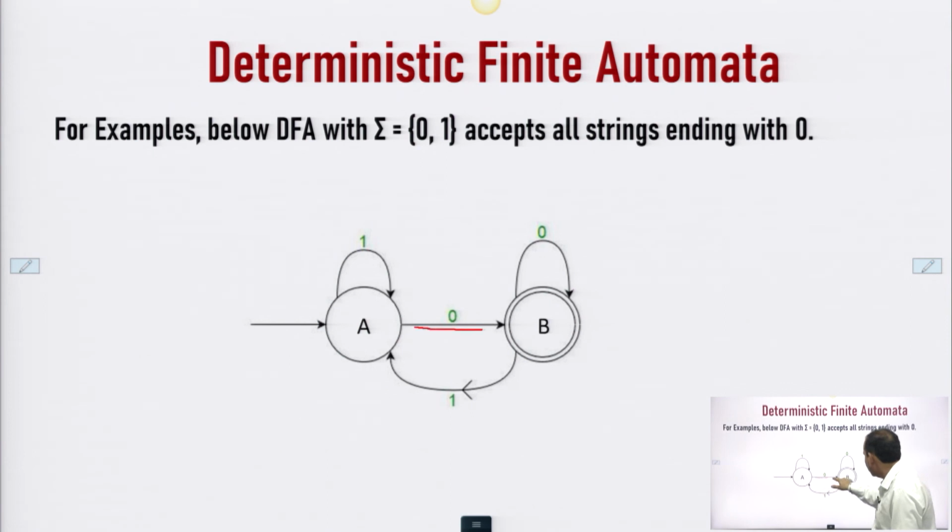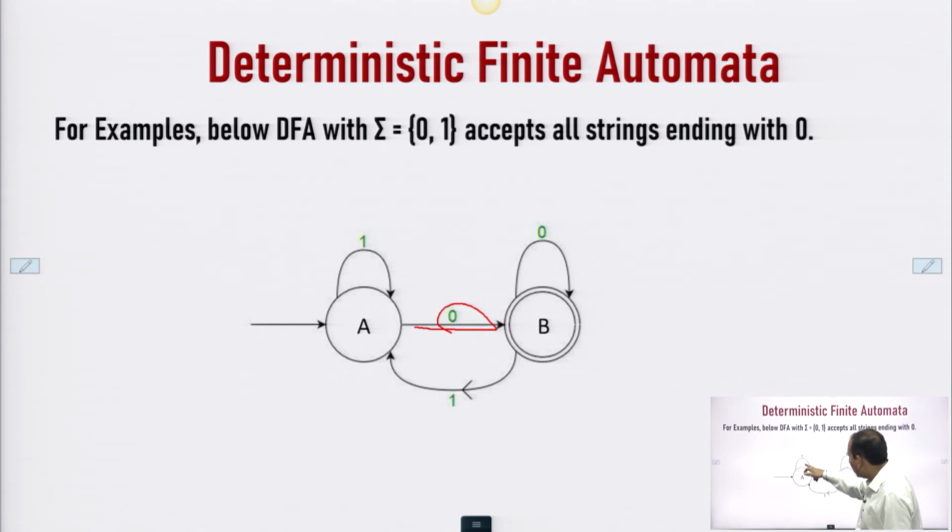For input 0, it is going from state A to state B, since in this language, all strings ending with 0, the smallest word can be a 0. So, the smallest word which belongs to this language is a 0. For this 0, it is going from the initial state to the final state B. I have said in my previous slide that the final state is always represented by a double circle. So, you can see that B has a double circle. This is the final state. So, in the initial state, if the input is 0, it will go to the final state.